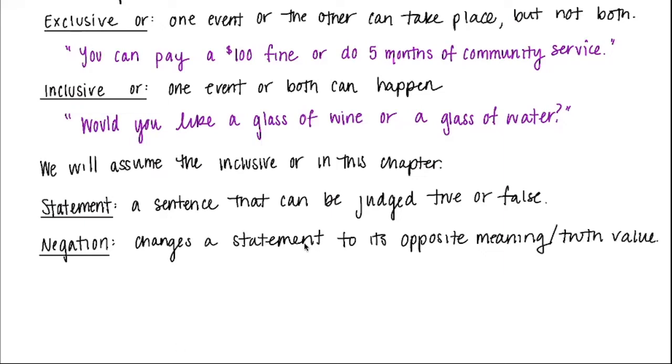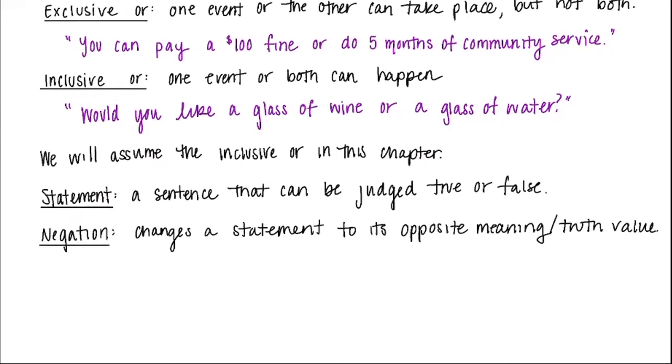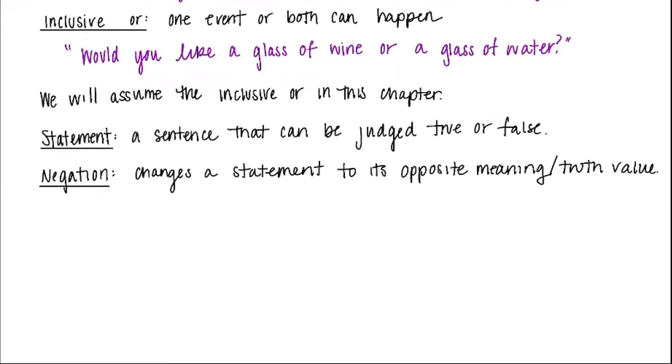Okay. So I'm going to give you a sentence or a statement. If I tell you Disney World is in New Jersey, that is definitely something that is false, but it is a statement because it can be judged true or false. But definitely this is false. Its negation is going to change its meaning.